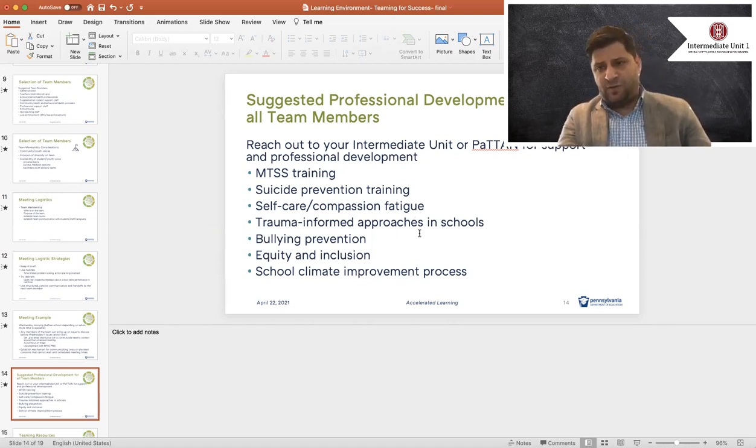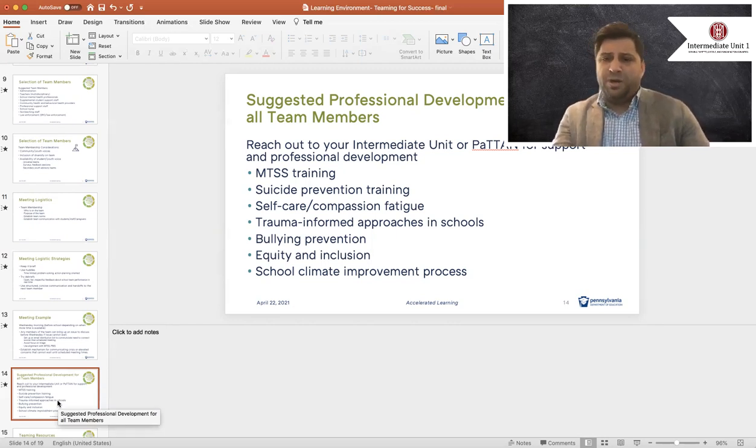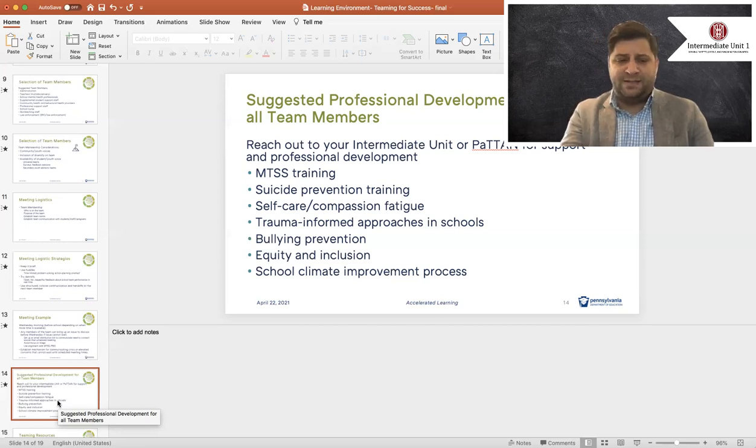Also look at trauma-informed approaches in schools. All the IUs and PaTTANs will have professional development around that. Bullying prevention, equity and inclusion, and school climate improvement process. So again, we recommend that when you're seeing a need or wondering if professional development might be helpful, reach out to your IUs and or your PaTTANs for that.